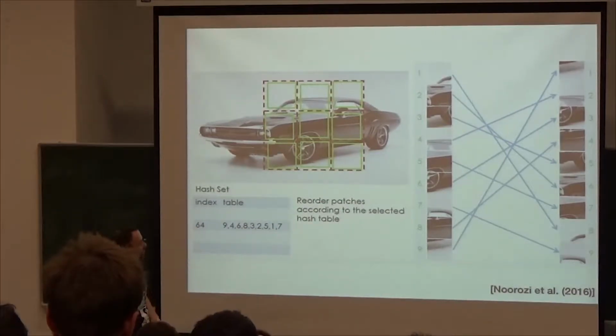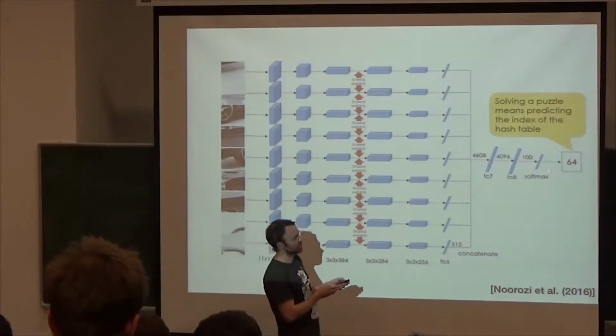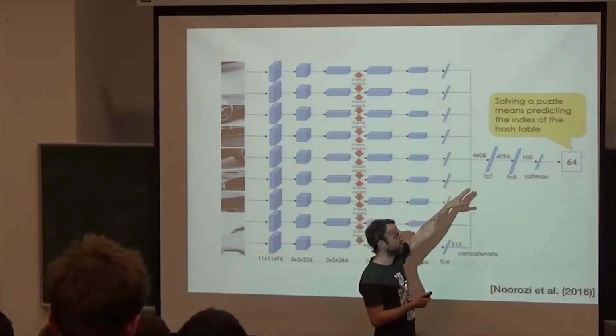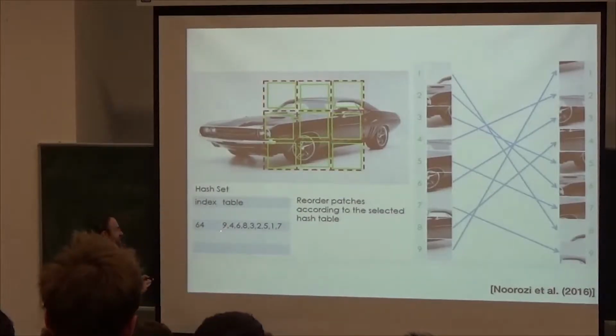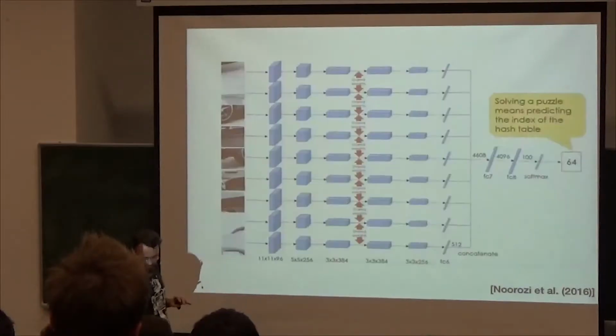And then you just have a big network which takes each patch in turn. There are shared weights; this is a ConvNet here. And then the softmax is over the hash table indices. So if you output 64, for example, the network is saying, I think the arrangement of patches is the following: put the top left patch with patch 9, this patch here with patch 4, patch 6, and so on. So again, to do this properly, you have to understand the semantics of the object.